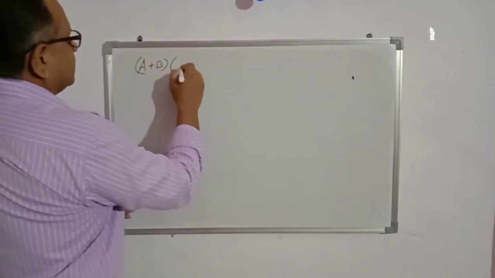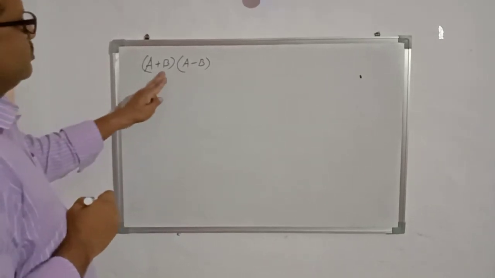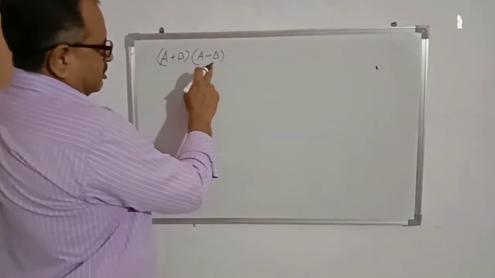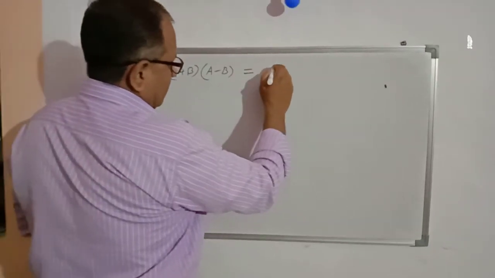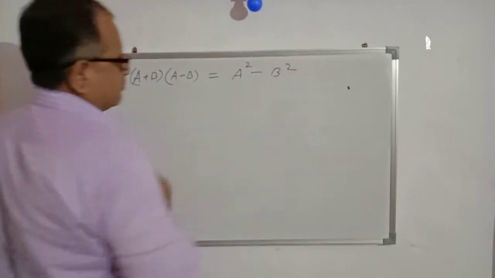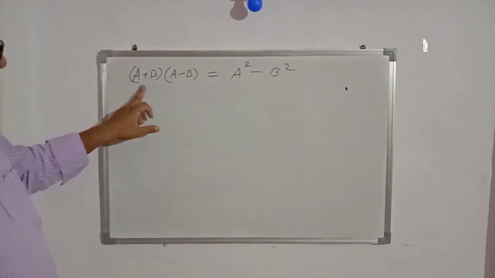a plus b in one bracket into a minus b in the other bracket. What will be the product of these two brackets? We write it as a square minus b square. a plus b, a minus b.